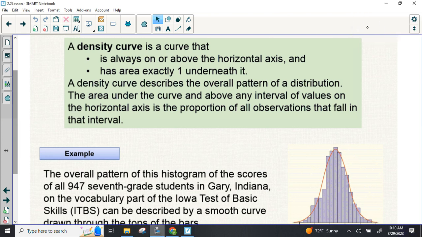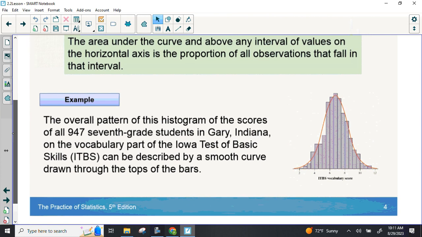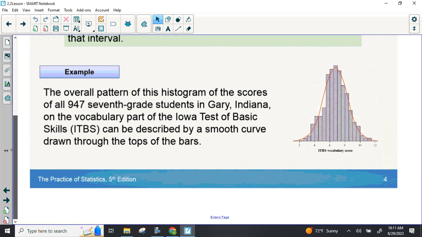So we can look and see that this particular distribution can be represented as a density curve. This red line would be the density curve that would approximate this distribution. And that's what we're getting into: approximating distributions with a normal density curve. It's going to be really nice. It's fun stuff, if you like.